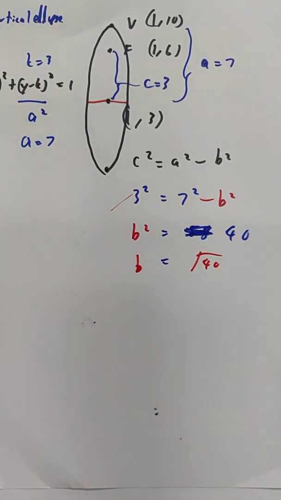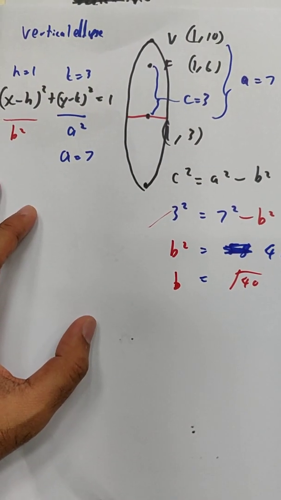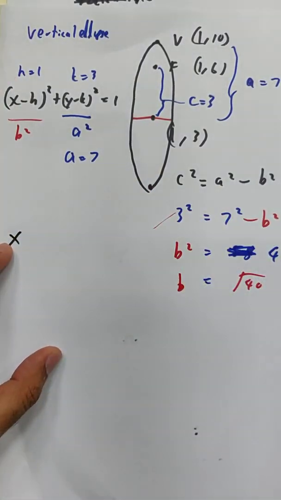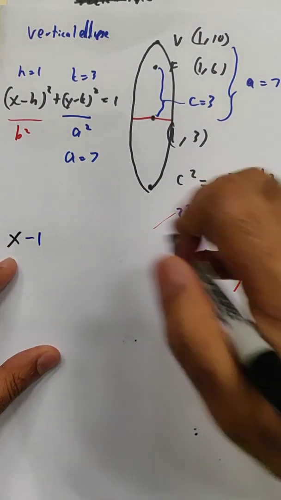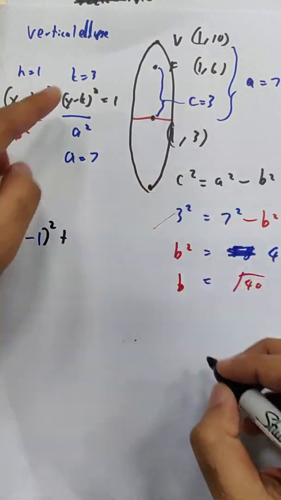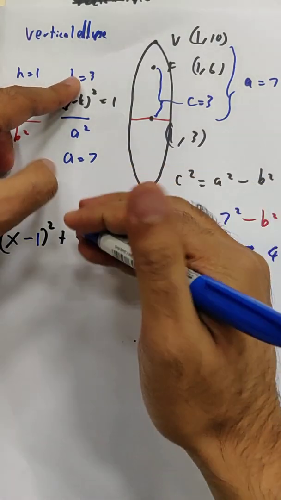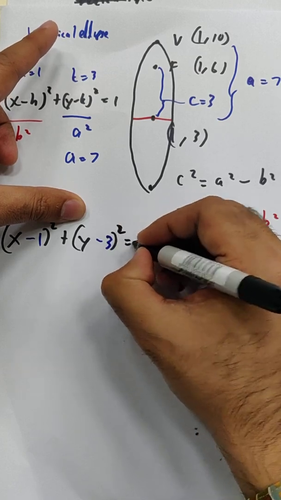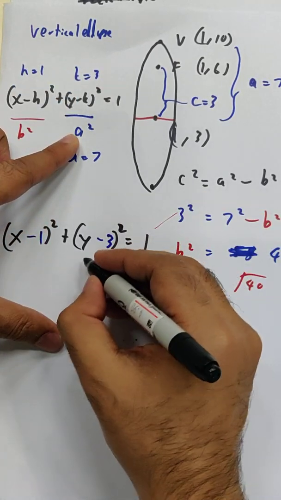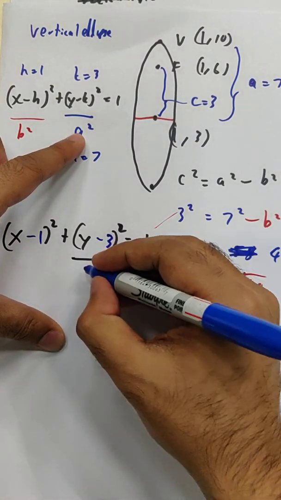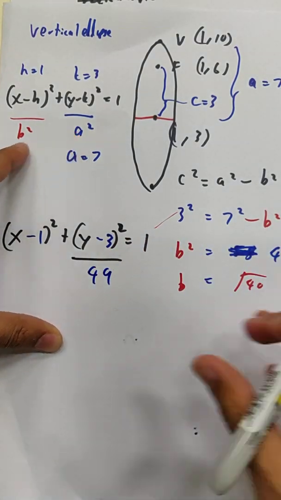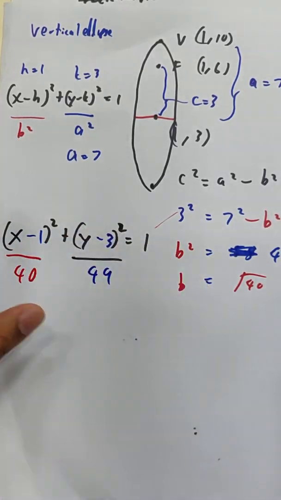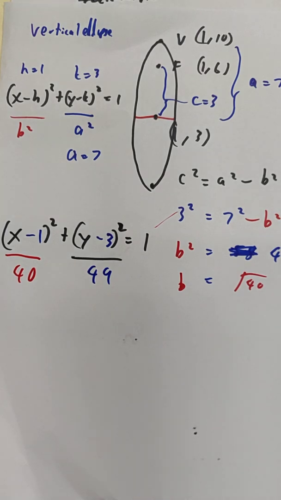So now we put them back into the formula. x minus h, which is 1, squared, plus y minus k, which is 3, squared, equals 1. A squared is 7 squared, 49. B squared, 40. Very good.